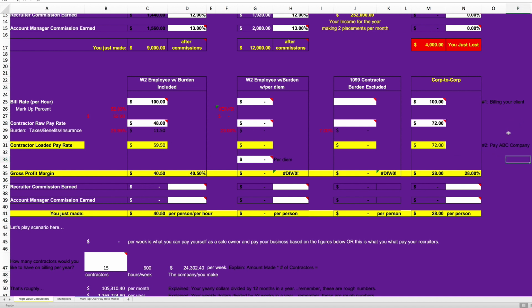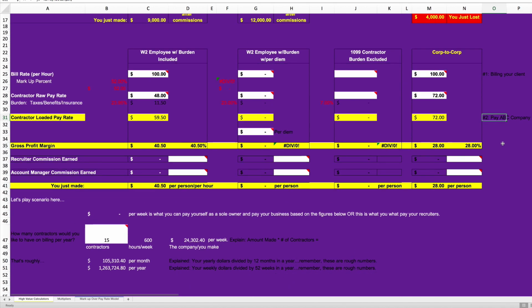You have no control over what the hiring manager does. Okay, so this is what you're billing the client. You've made a 28% margin. You pay ABC this. ABC takes this, and now $72 an hour becomes ABC's bill rate, with their candidate that they're bringing on, or maybe it's a full-time employee for them. Who knows? But typically they're contracting that candidate out.